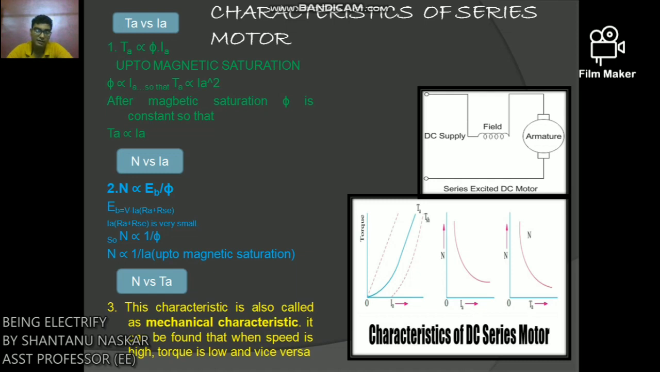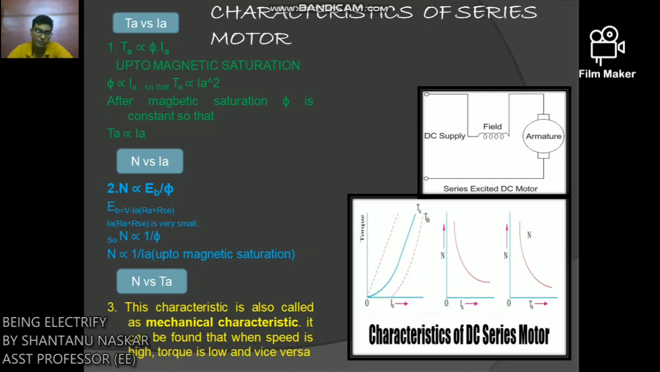Number three, at no load, the armature current is very small and so is the flux. Hence, the speed rises to an excessively high value. This is dangerous for the machine, which may be destroyed due to the centrifugal force set up in the rotating part. Therefore, a series motor should never be started on no load. This is a very important line: a series motor should never be started on no load. However, to start a series motor, mechanical load is first put on and then the motor is started.